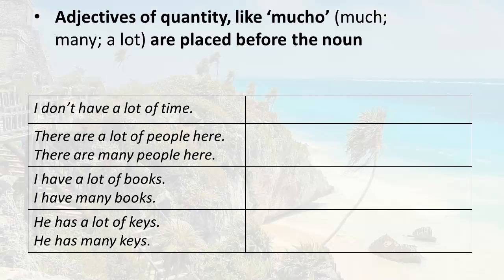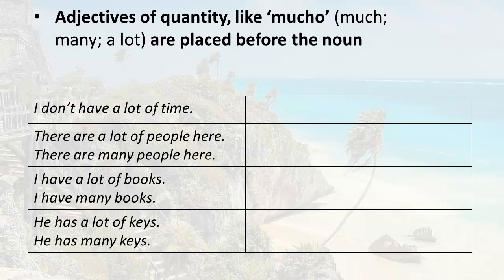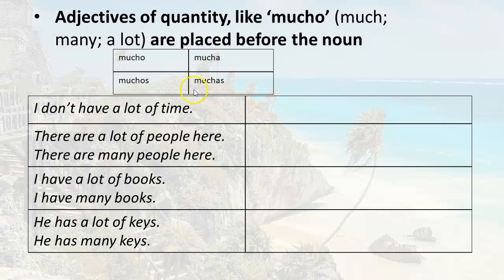So here's the new information in this lesson. There is an exception. Remember that adjectives generally follow the noun, and the reason we say generally is because there are exceptions. And one of the exceptions is in the case of adjectives of quantity. So an adjective of quantity like mucho, which means much, many, or a lot, these adjectives are placed before the noun. So if I want to say in Spanish, I don't have a lot of time, I'm going to use one of the forms of mucho, of course.